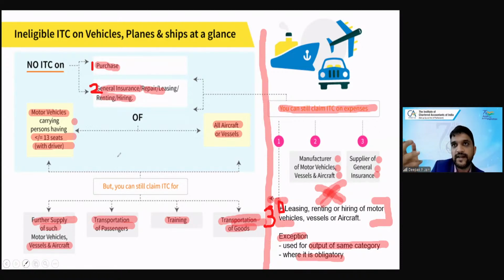And the question came mainly from the supplier, because the supplier wanted to know whether he should charge GST on this extended warranty along with the car or separately. That is where that question had come in.